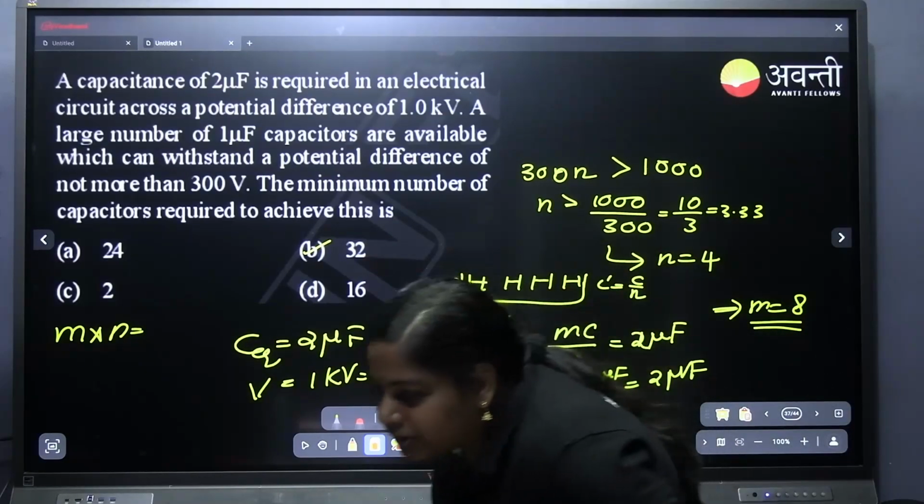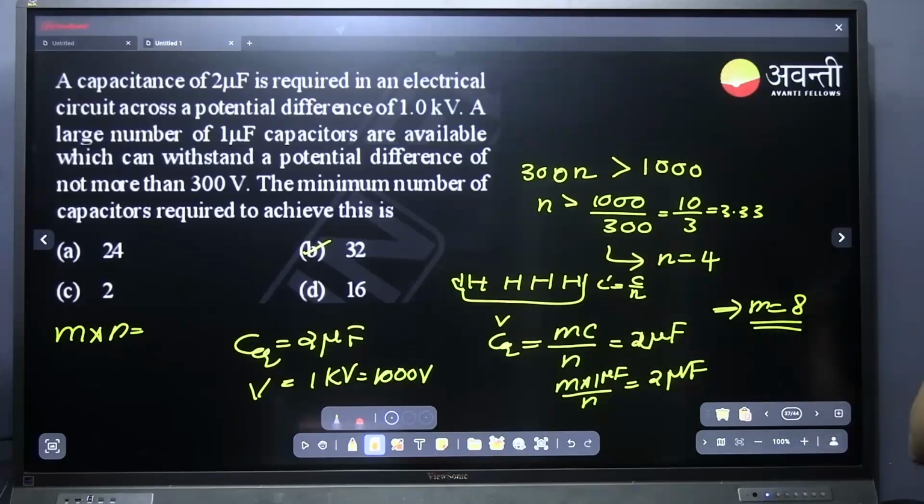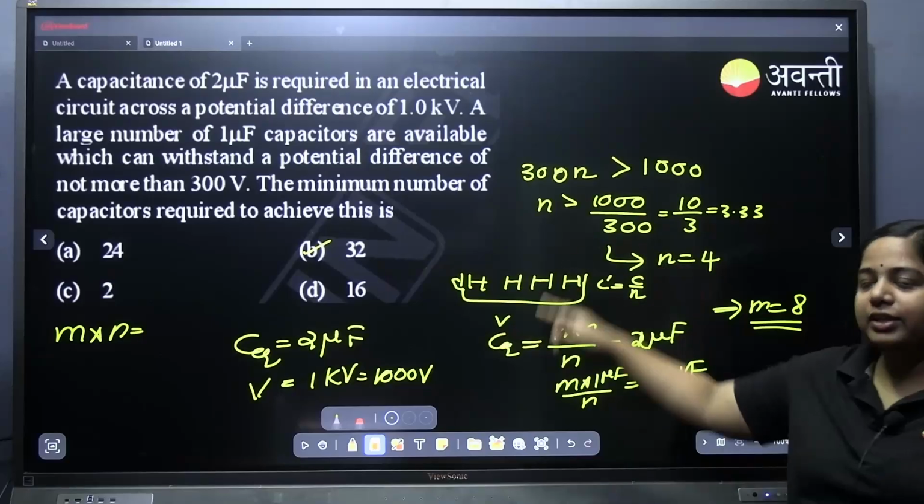Okay, you meant option 2 or C? Oh. Are you having any doubt in this one?